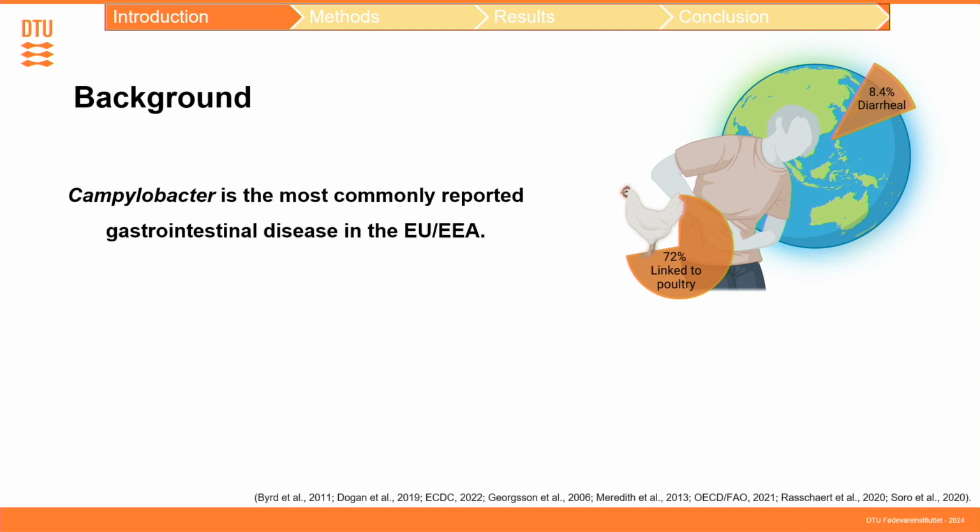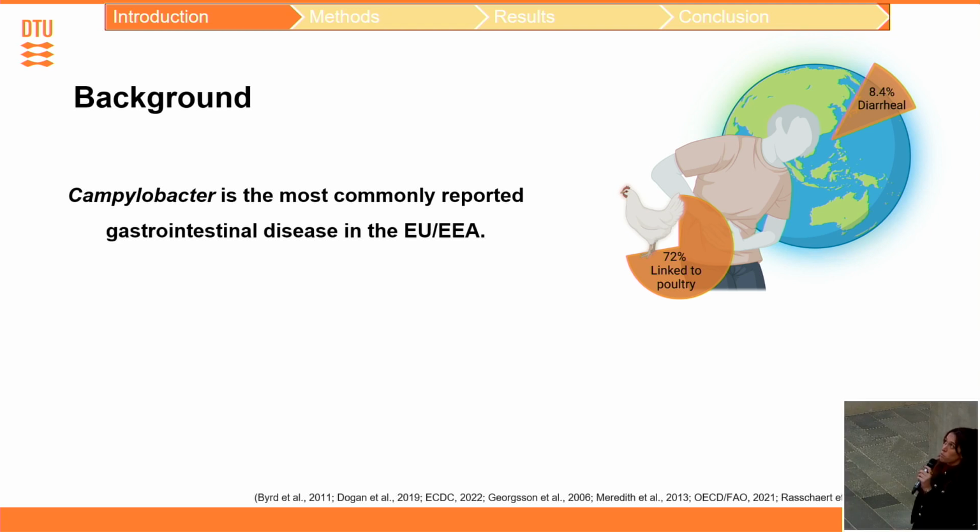First of all, some background. Campylobacter is the most commonly reported gastrointestinal disease in the European Union, and right now it accounts for around 8.4% of diarrheal diseases worldwide. But we know it's underestimated, because not all the people who get infected look for medical attention. Also, around 72% of cases are linked to poultry products.